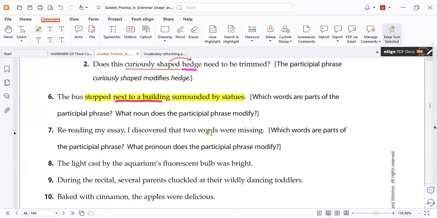Now we need to test here. The light cast by the aquarium's fluorescent bulb was... So all of that is a participle phrase to modify light. So the light was bright, but the light was cast. Yes or no? Yes. That is the point. See that? That is what we need from you.